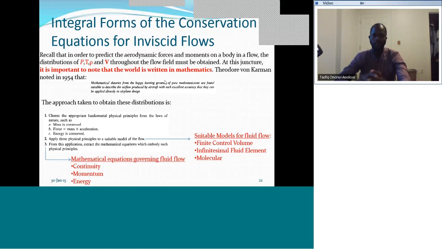But for the finite control volume approach, a control volume is drawn within the flow field, and then the physical principles or the physical laws are used to analyze the flow inside the control volume. For the infinitesimal fluid element approach, a fluid element, just like maybe the mist droplet or smaller than the mist droplet that we were talking about, will be considered, and then the physical principles, laws of nature, will now be used to analyze its motion.